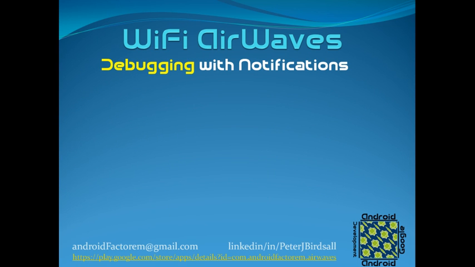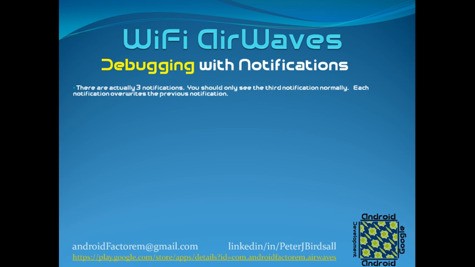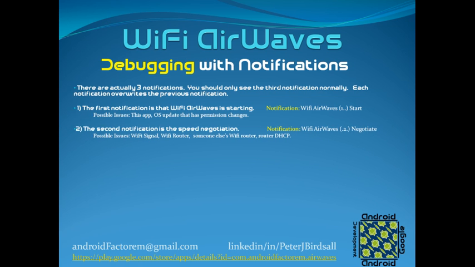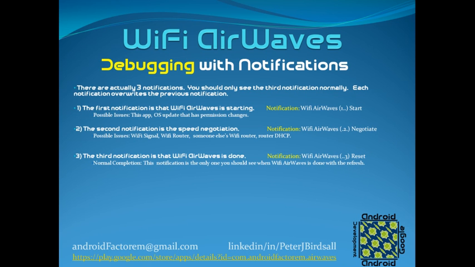Debugging with notifications. Well, there's actually 3 of them, but you're only going to see the last one if everything's going right with my application, because the notifications overwrite themselves for a particular application. So the first one is that it's starting. The second notification does the speed negotiation, and the third is that it's done. So this is what you'll normally see, because the first notification comes up, the second one overwrites it, and then the third one overwrites that.